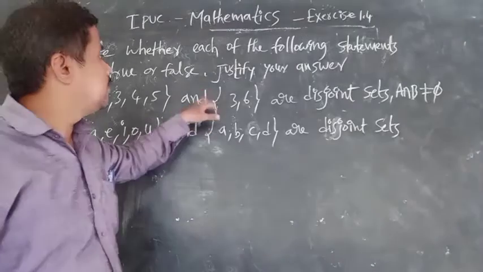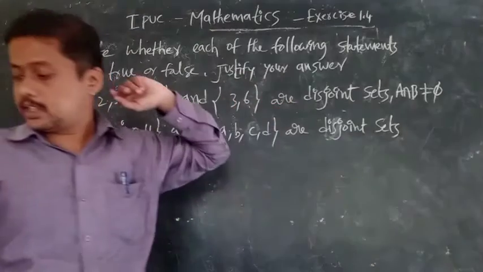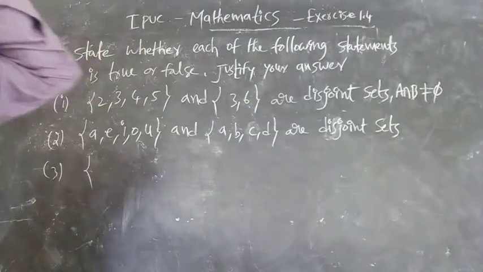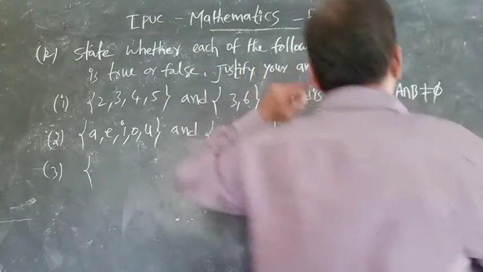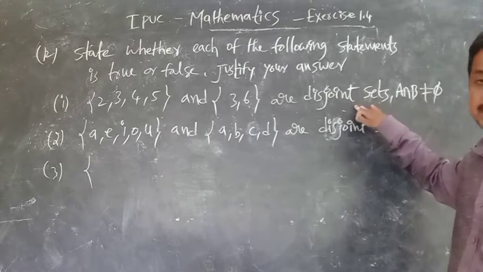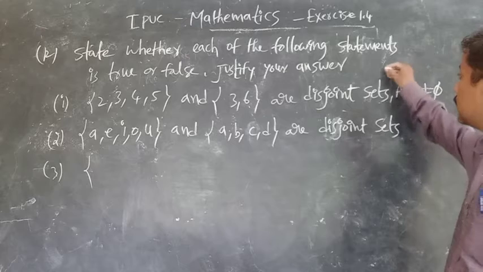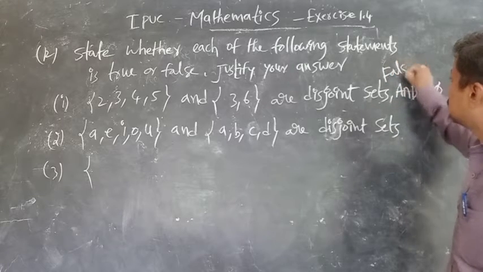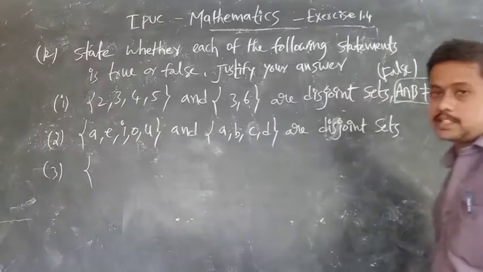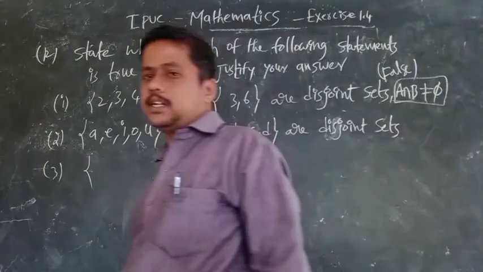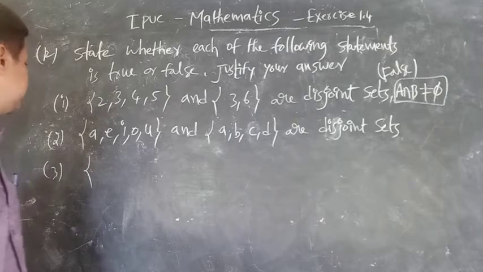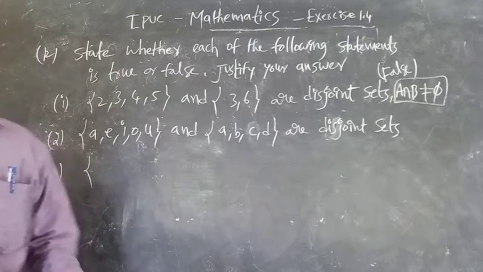But what is given is that they are disjoint. So, true or false? This is false. Why? Because A intersection B is not equal to phi. These are not disjoint sets. That's why it is false. First one is false. What is the reason? This is the reason: A intersection B is not equal to phi, so these are not disjoint sets. Next we will move to the next question.